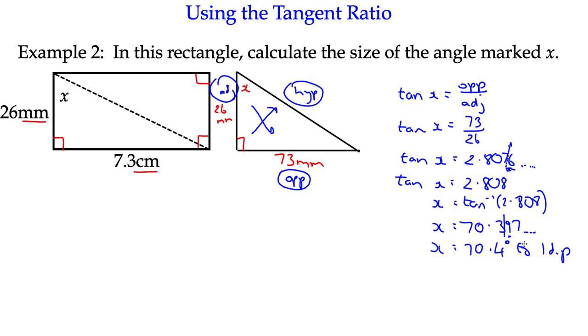Okay, so here's two examples where we've started off with a shape that's not a right angled triangle, but we've managed to find right angled triangles in them to be able to apply trigonometry using the tangent ratio. So practice these types of questions and make sure that you understand how we can use it.